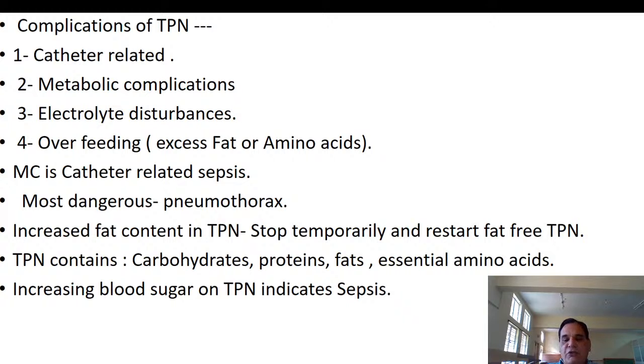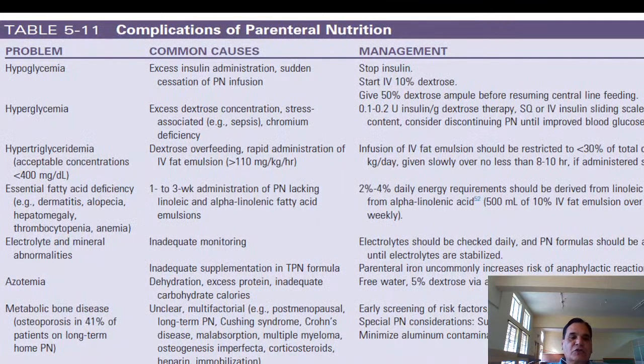What does TPN contain? Carbohydrates, proteins, fats, and essential amino acids. One thing of caution: whenever blood sugar is increased in total parenteral nutrition, we must suspect sepsis. This chart shows the complications of parenteral nutrition. If you have time, you can go through this. Okay, this is very simple.